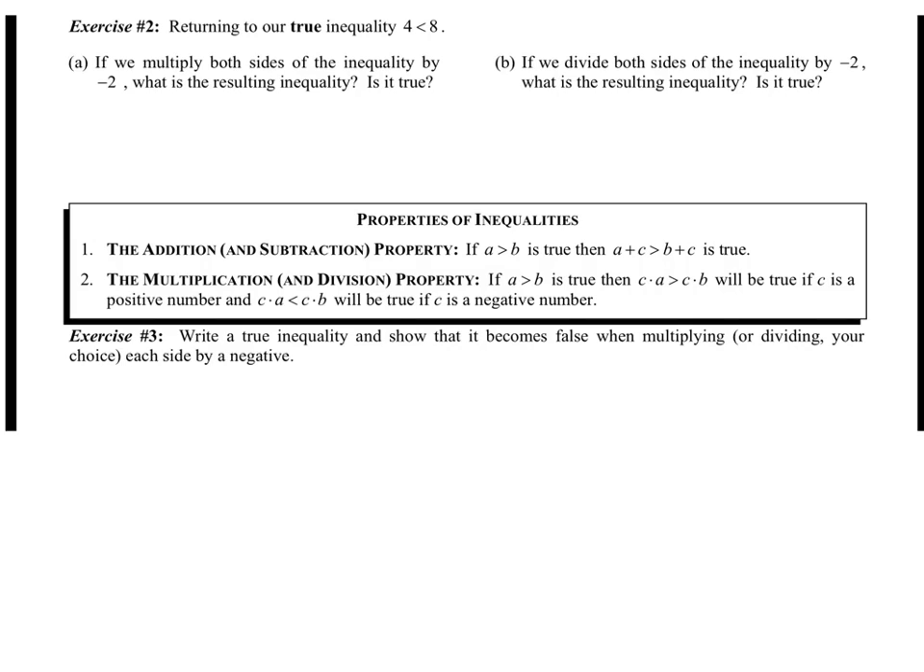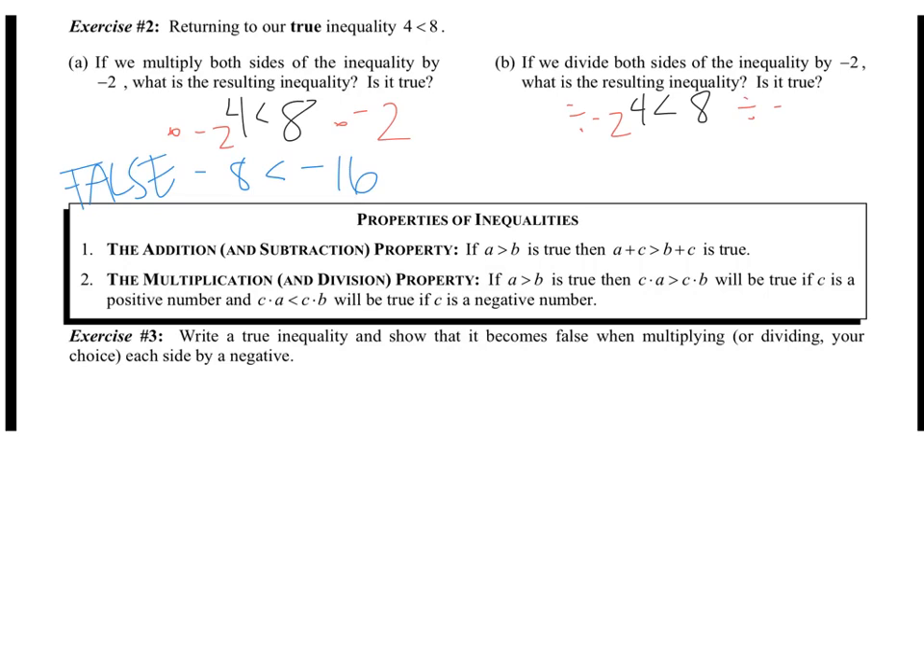Is it true? So we have 4 is less than 8. So this time I'm going to multiply each side by -2. And I find that -8 is less than -16. But is this true? No, it's not. This is false. So what if we divide both of them by -2? What happens? So now I have -2 is less than -4, which again is false. Because if you look on a number line, -2 is actually farther right than -4. So there's no way that's true.